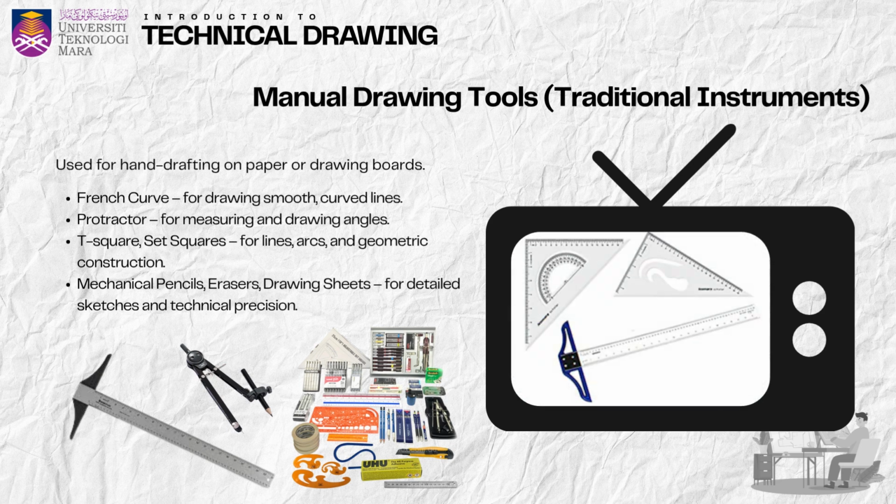Then we have the T-square and set squares. The T-square helps you draw perfectly horizontal lines, while the set squares, usually 30, 60 or 45-degree triangles, help you draw vertical and angled lines. These are critical when you need to construct clean, accurate geometry in your technical drawing.